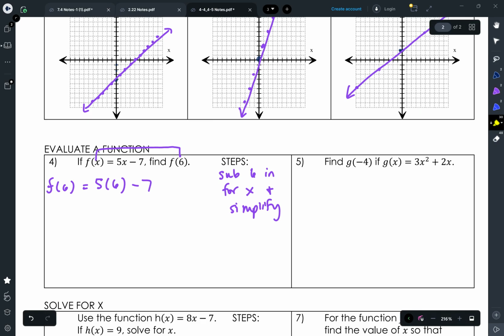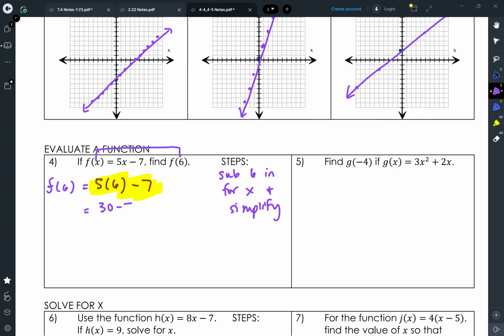Now the part I want to go through and simplify is just the part on the right. So that's going to equal 30 minus 7, which equals 23. So what I have here is f of 6 equals 23. That tells me I have a function, my input is 6, my output is 23. So all of that is part of our answer. It doesn't mean f times 6. We are not dividing or subtracting 6 on both sides now. We're done. Same steps on the next one.